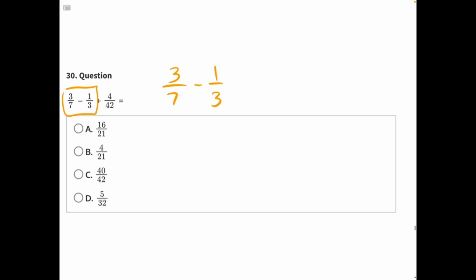In this case, I know that 7 and 3 do not have a lot of common factors between one another, so the easiest thing to do is just to multiply them by each other. So we would multiply the first fraction by 3 over 3, and then we would multiply the second fraction by 7 over 7 to find our common denominators. So now this problem would turn into 3 times 3 is 9 over 21, and then 1 times 7 is 7 over 21. Or excuse me, they're being subtracted.